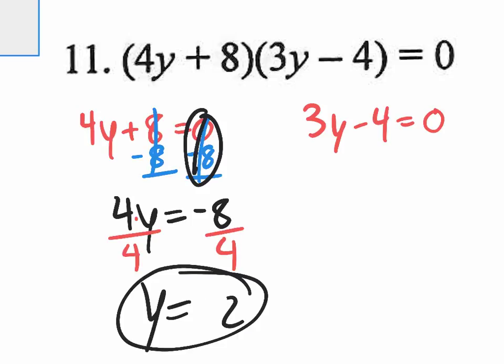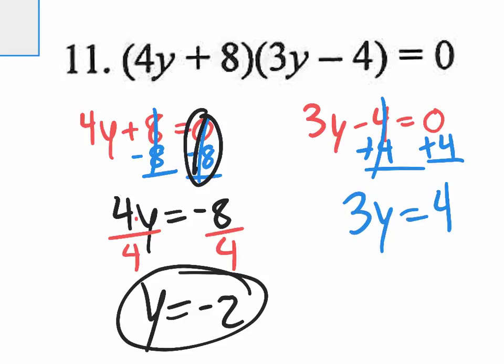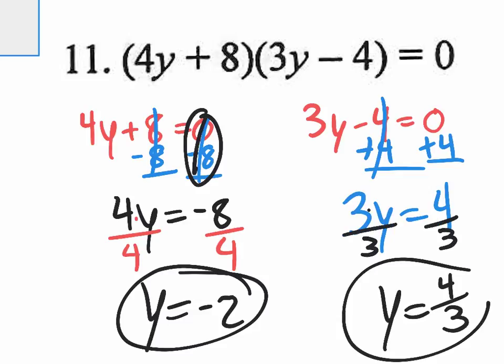That is really ugly. And the other one, we're going to add 4. Add 4. 3y equals 4. Final step. Divide by 3. Y equals 4/3. 4 divided by 3. Those are the two answers to number 11. And it's the same for version A.